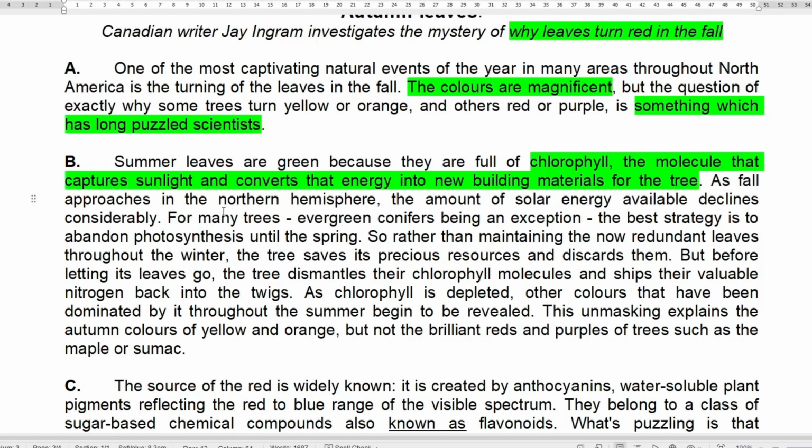As fall approaches in the northern hemisphere, the amount of solar energy available declines considerably. So you have another expression you can use in task 1. So I'm just gonna underline these in cyan color. For many trees, evergreen conifers being an exception, the best strategy is to abandon photosynthesis until the spring. So the word evergreen is a really nice one here, but the word evergreen has 2 definitions. The first one is trees full of green leaves throughout the year. For example, you can say an evergreen autumn.